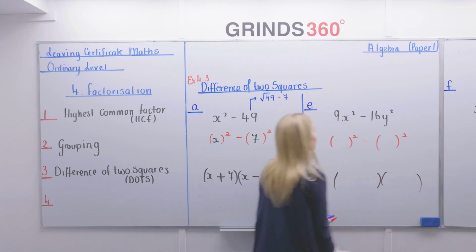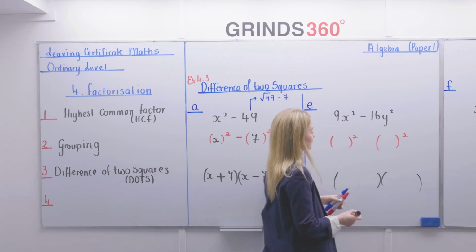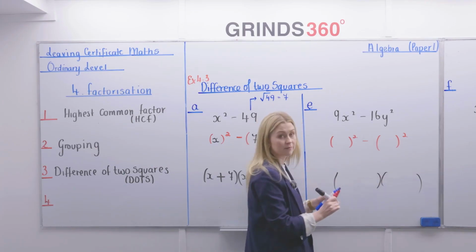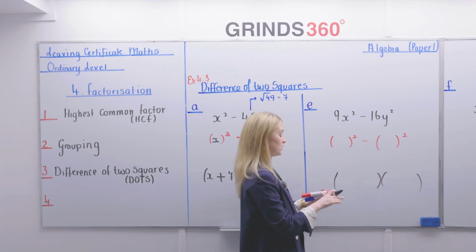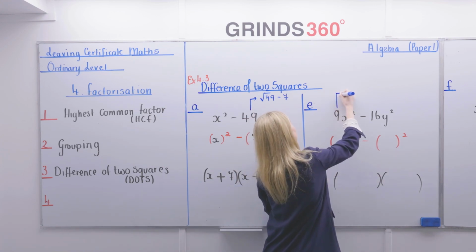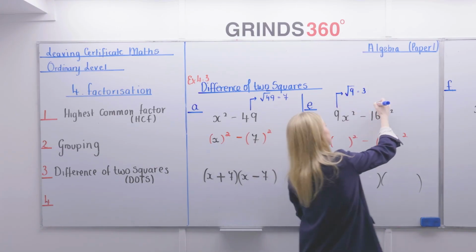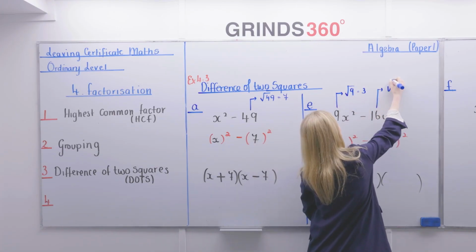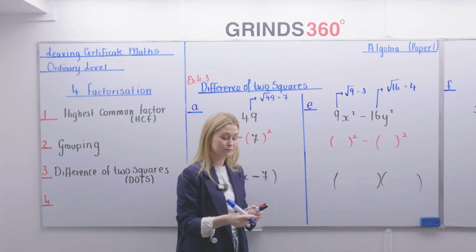So to start off here, step number 1. Is there two terms? Yes, there is. 1, 2. Is there a minus sitting in the middle? Yes, there is. Here, this is a little bit more complicated because we have coefficients in front of both variables. However, let's take a little look. Can I find the square root of 9? Yeah, that's 3. I'm just going to pop these up first. And can I find the square root of 16? The square root of 16 is 4.